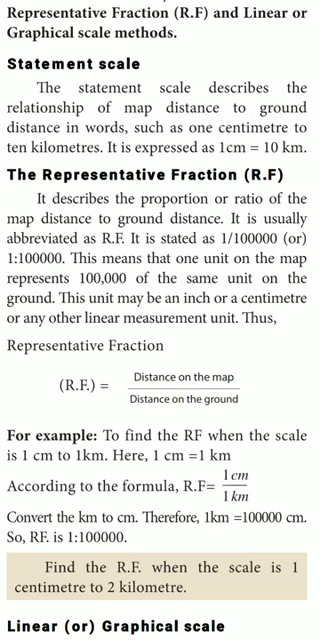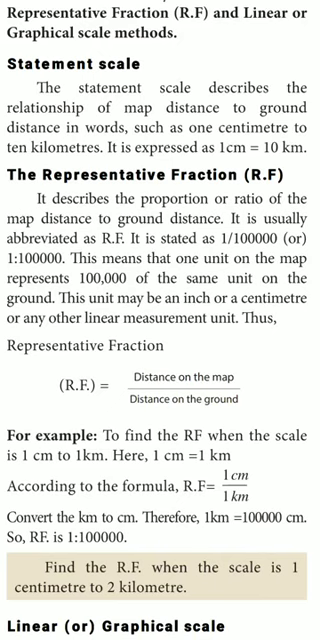So in abbreviation form, it is represented as RF. Okay. How is it stated? It is stated as 1 by 1 lakh or 1 is to 1 lakh. So this means that 1 unit on a map represents 1 lakh of the same unit on the ground. The way the map is represented, the same is represented on the ground also. This unit may be an inch or a centimeter, or any other linear measurement unit. This representative fraction is equal to distance on the map by distance on the ground. Both are same.